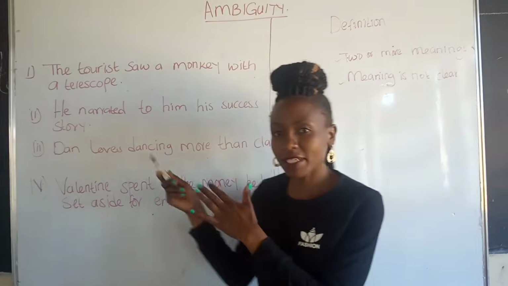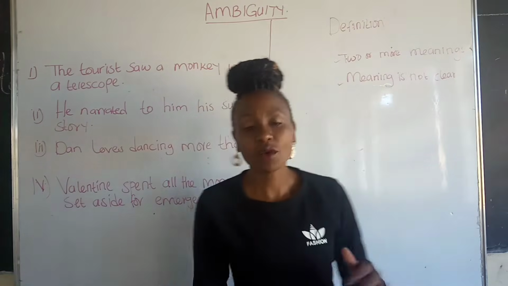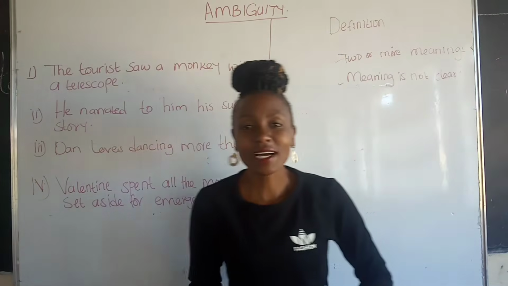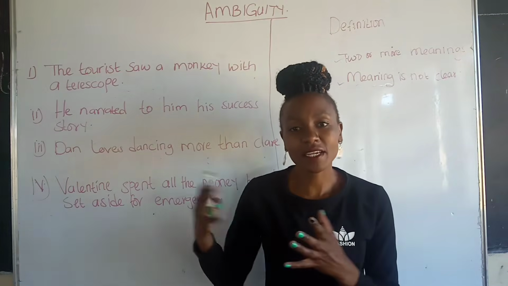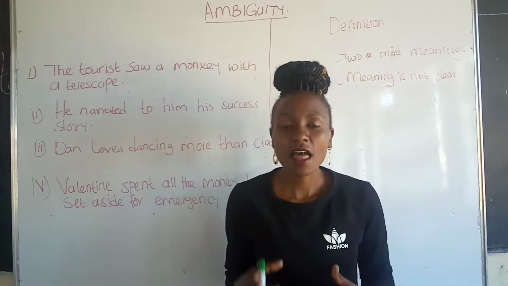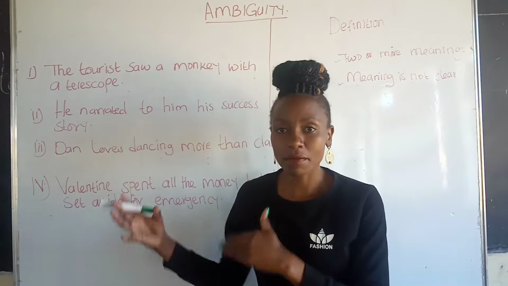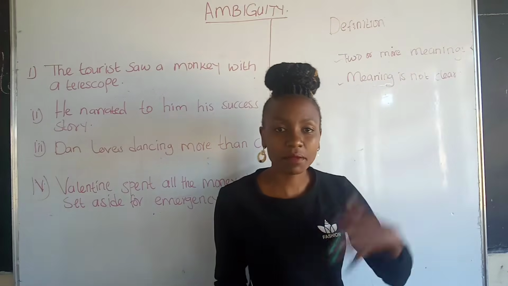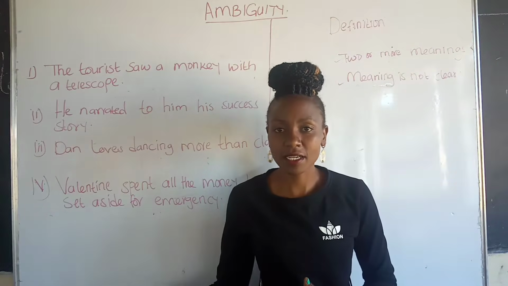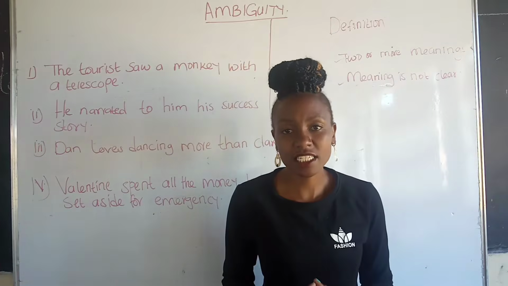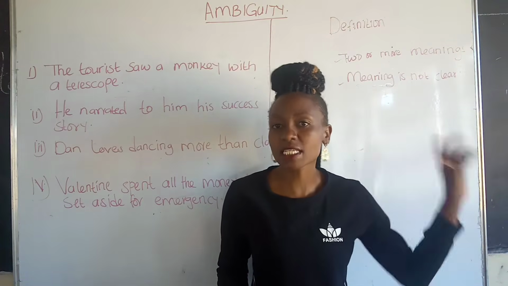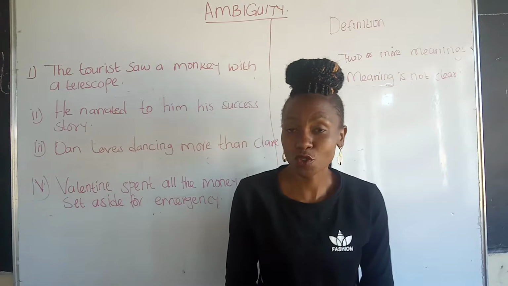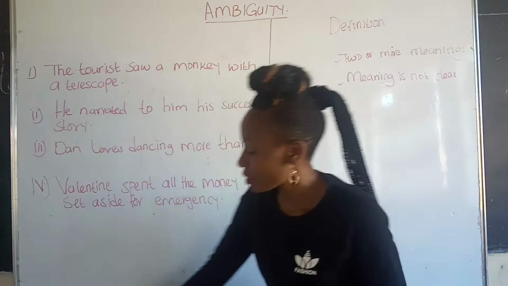And before we explain the meaning, I'm going to explain what ambiguity is. By definition, the term ambiguity refers to an expression or a sentence that has more than one meaning. In other words, the meaning is not clear. It can mean this, it can mean that. So an ambiguous sentence can have two meanings or even three or more meanings. That is what we are going to do with these sentences.